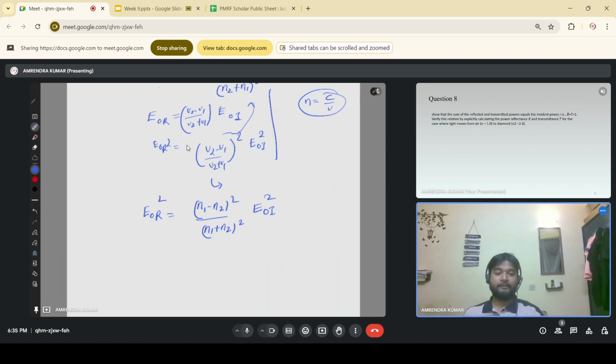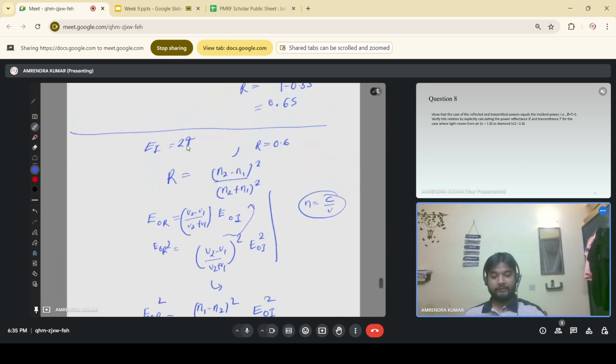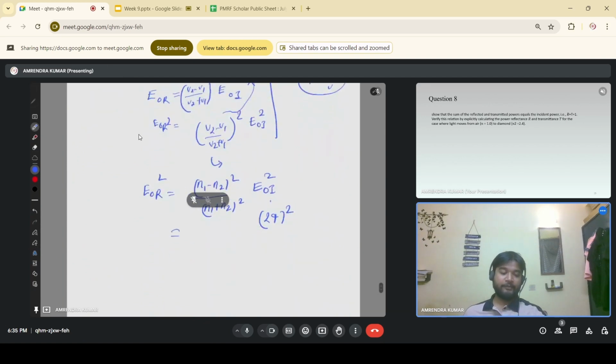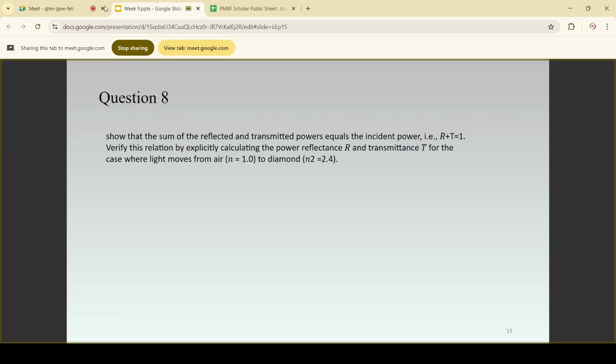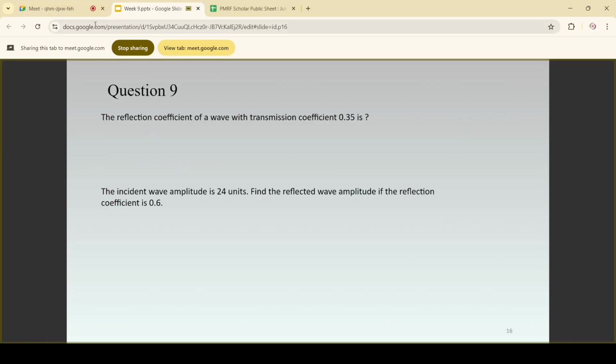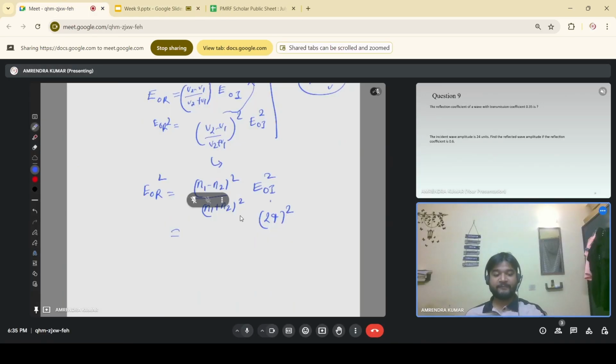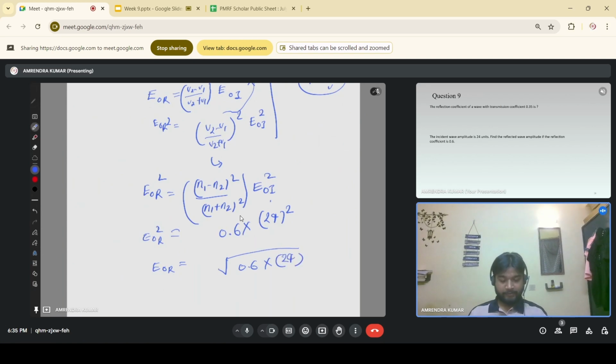Times the incident squared. But we know this because we have been given that it is 24 squared, because the unit we have been given is 24, and this is going from the refractive index n1 to n2, and the reflection coefficient is 0.6. So this whole thing is 0.6, right? The refractive index is the square root of 0.6 into 24 squared. So we can calculate it very quickly.